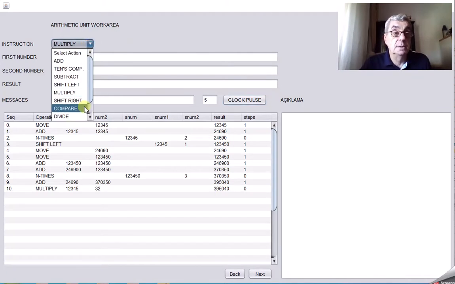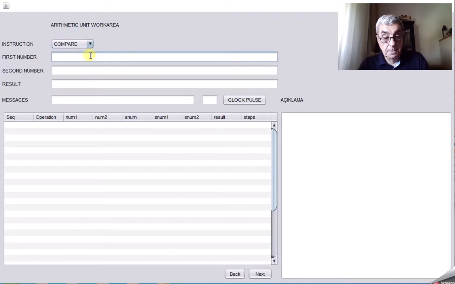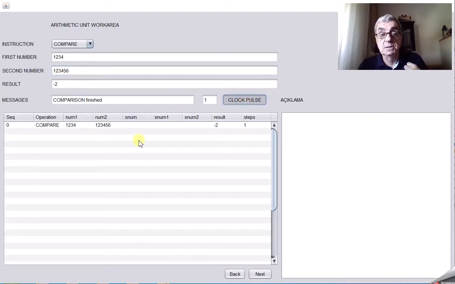Okay, let's try to compare two numbers. Let's assume that we have this one and another number here. As you can see, the result is minus. That means we have a negative. That means the second number is greater than the first number.